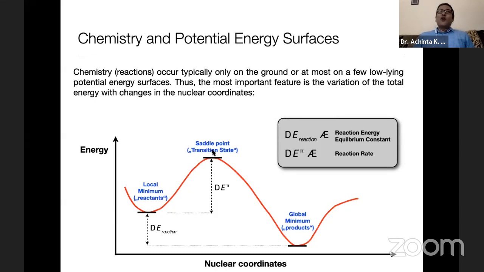Now in computational chemistry, you can actually calculate these saddle points. Remember, you cannot isolate these saddle points experimentally. You can get the minima, local or global; you can see the reactant and product, but saddle points you cannot isolate.